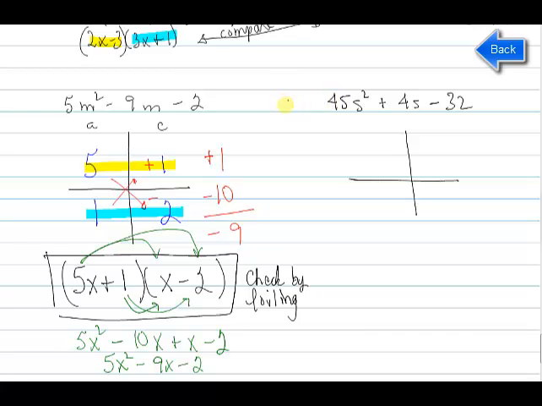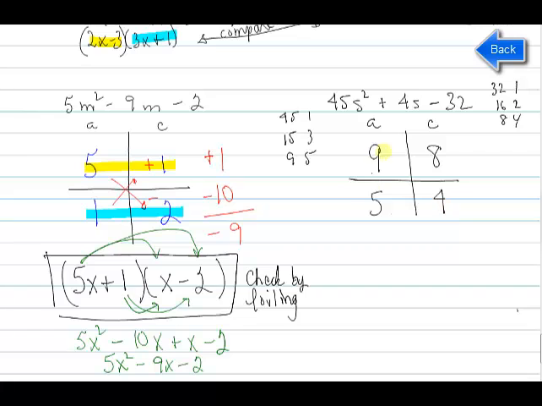Factors of 45, there's a lot of them, right? There's 45 and 1, there's 15 and 3, there's 9 and 5. And I'm going to choose the 9 and the 5 because my middle term is a small number. So I'll put that in my first column. And there's, once again, a lot of factors for 32, right? 32 and 1, 16 and 2, and 8 and 4. And once again, because this is a small number, I'm going to go with my 8 and my 4.